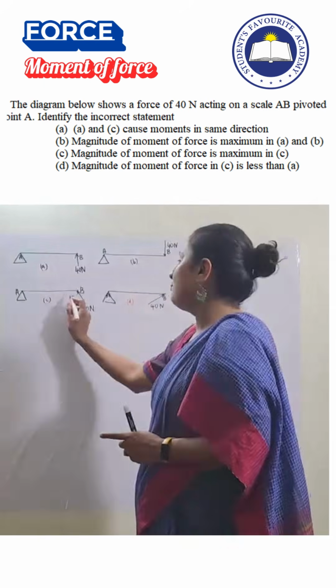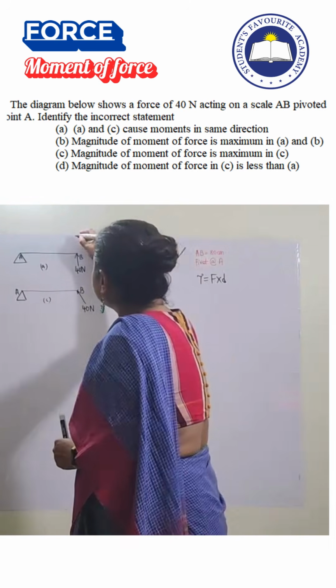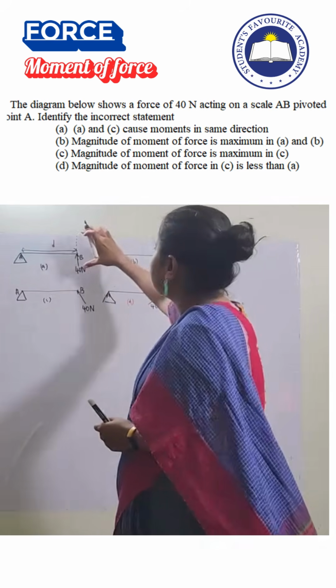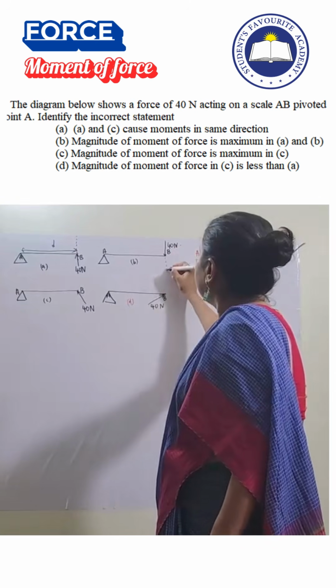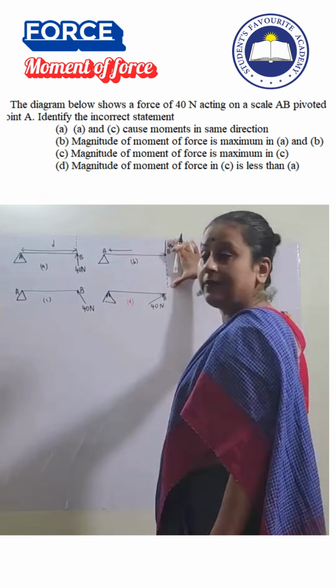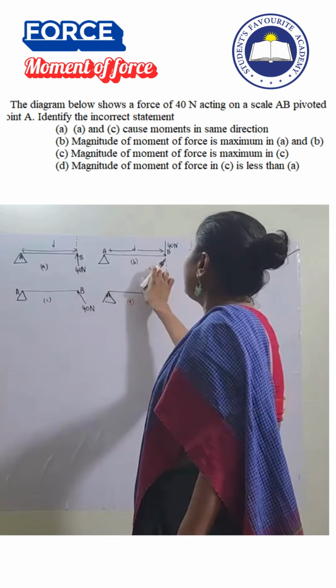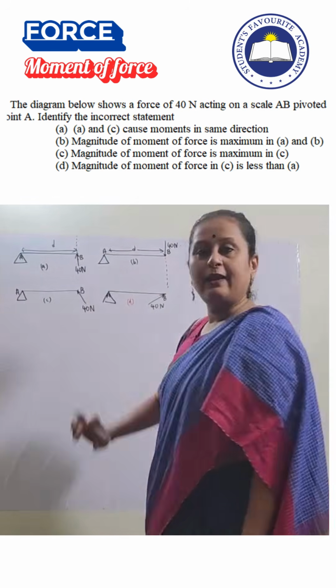Never take the point of application of force. You will make a big blunder. So line of action for this is this straight line. This is your line of action and this is your shortest distance D. Here again, the force is acting somewhat like this. This is your line of action and this is your D. So these two forces will have the same magnitude of torque because D and F are same.